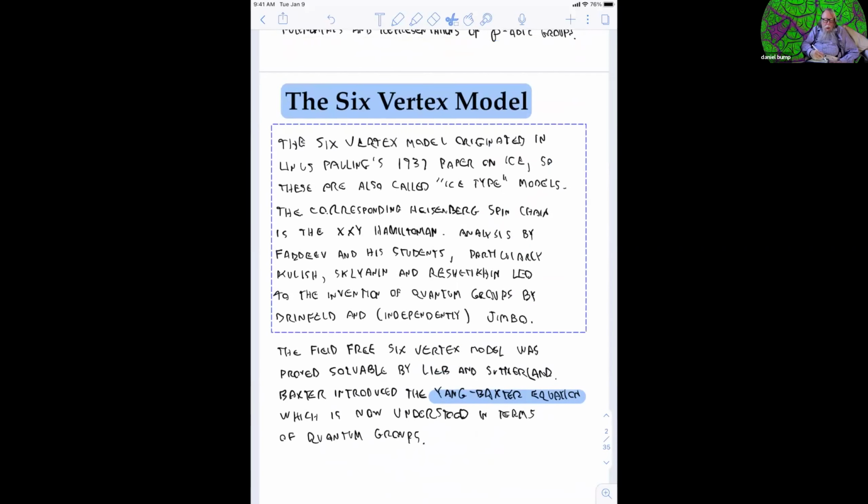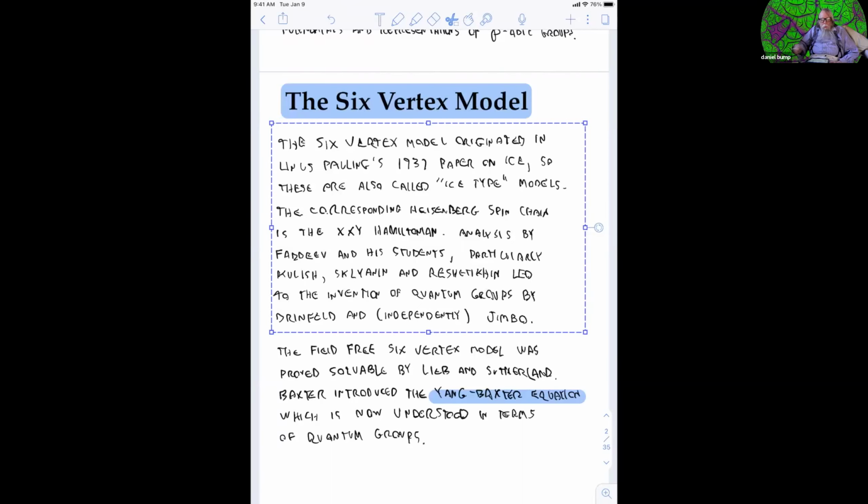It can be traced back to Linus Pauling's 1937 paper on ice. Linus Pauling was interested in the fact that ice could appear in different configurations, and the six-vertex model would be one way of approaching two-dimensional ice. So the six-vertex model is called an ice-type model.